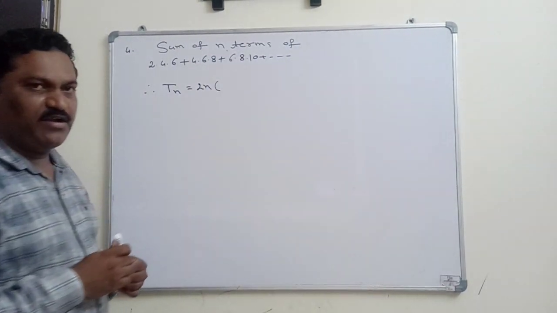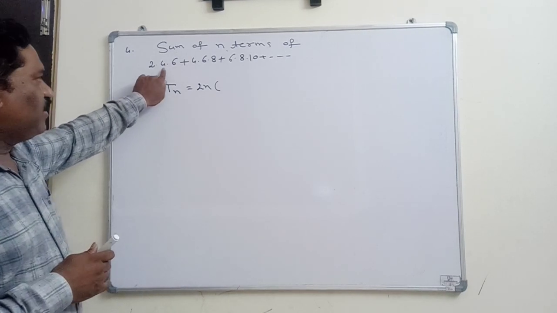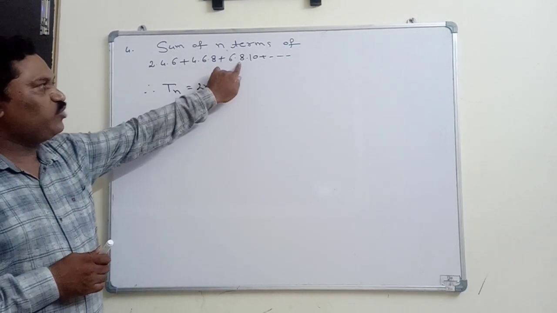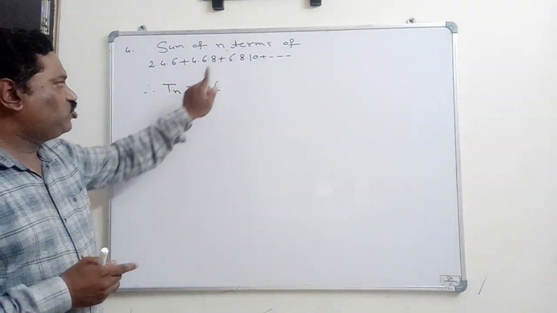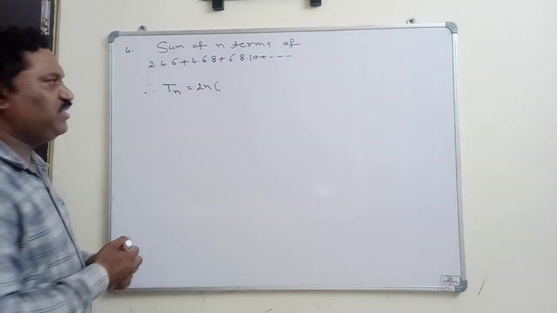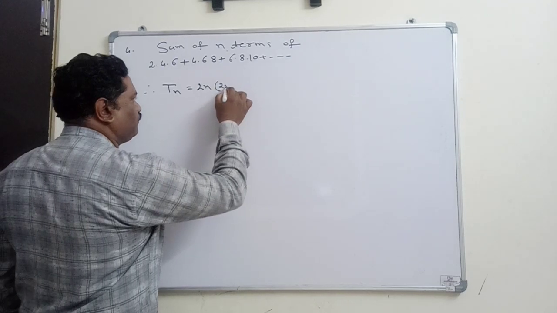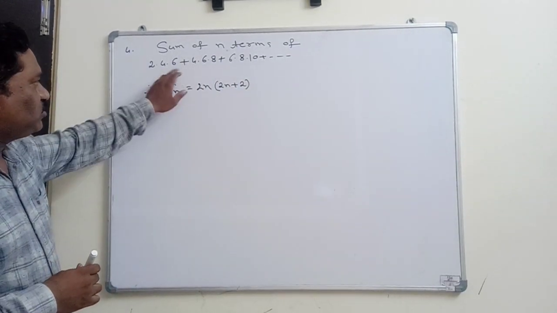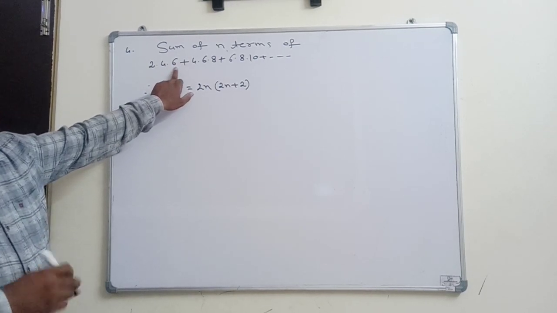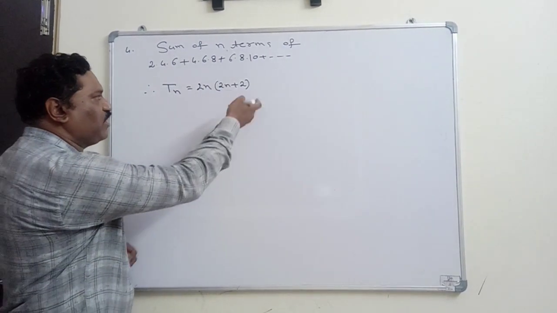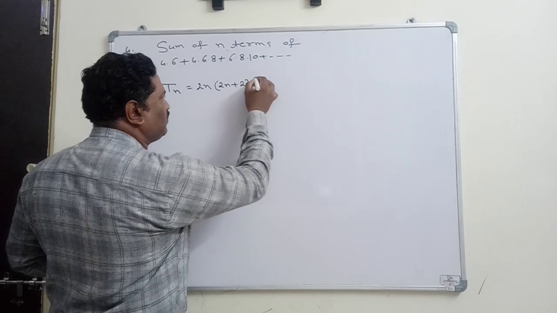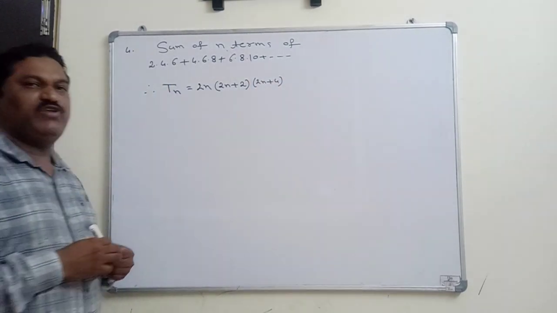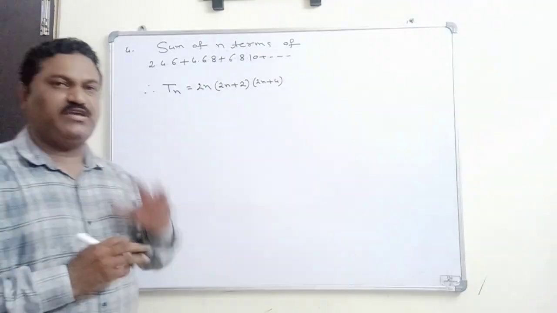Then look at the second term. Here 4 is there, means if you add the 2 to this, we will get the next term. 4 plus 2, 6, 6 plus 2, 8. Means to get the next term, we should add 2 to this. The next term will be the 2n plus 2. Again to get the next term, again we should add 2 to this. Then we will get the next term. Means to get the next term of the nth term, we should add 2 to this. That is we are getting 2n plus 4. Okay. So this will be the nth term of that given sequence.